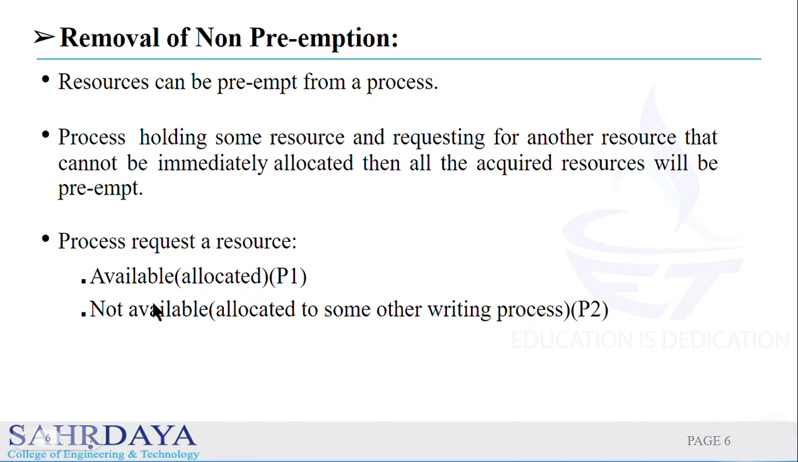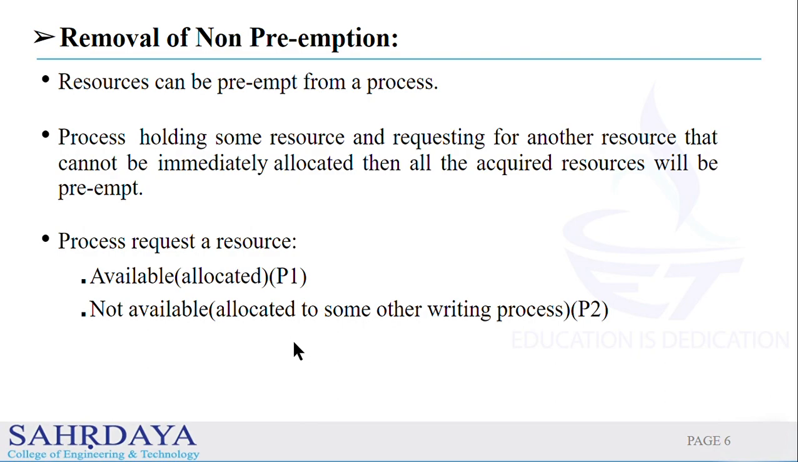If that resource is not available, then we will not check why this resource is not available. If that particular resource is allocated to some other process which is also in a waiting state, then that resource will be preempted from that process and given to this process. The funda is that the waiting process is always treated as a victim: we can only preempt resources from a waiting process, not from the running process.